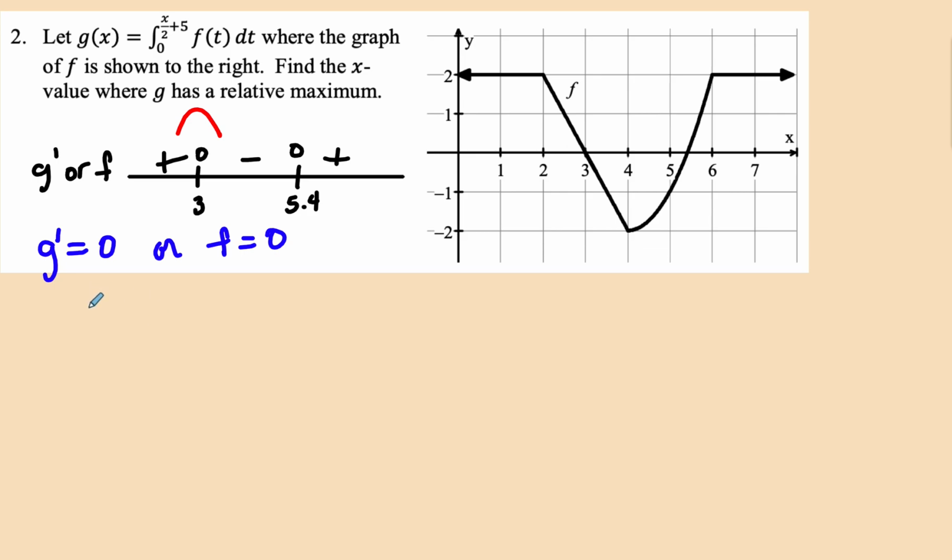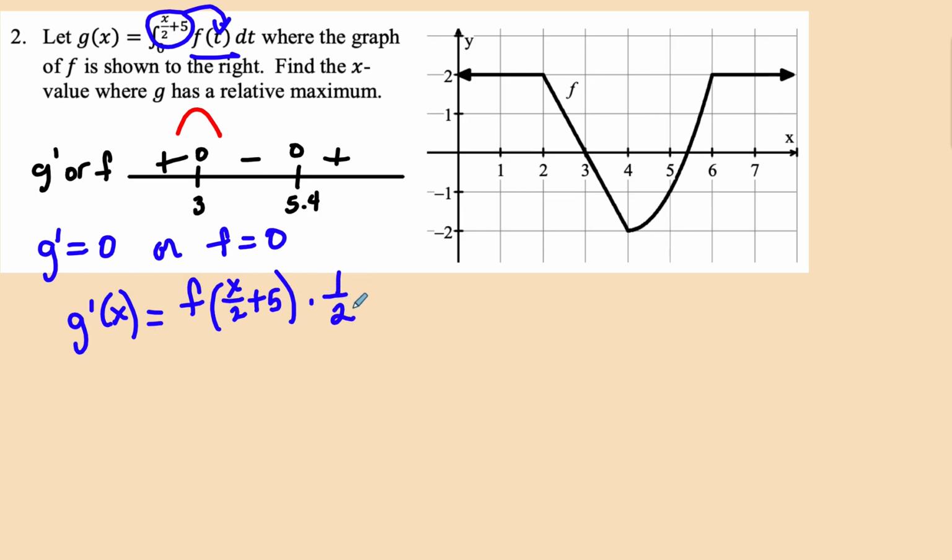Okay, so let's go ahead and find the derivative. I'm going to take the derivative of this, and this is taking the derivative of an antiderivative. So this will be f of x over 2 plus 5. Remember, they undo each other, so it's just really the f of this inside the f, and then times by the chain rule, which is 1/2. And we know we want this to be equal to 0. So we want to continue.